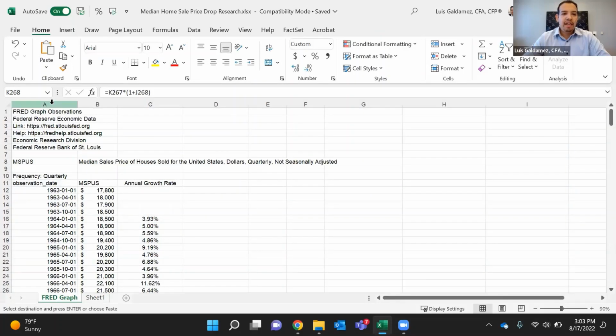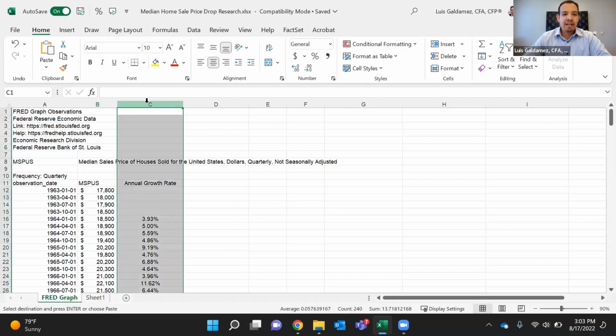Here's the raw data, and what you're seeing in column A is quarterly information going back from 1963 until 2022. And what you see here, for example, in cell A12, 1963 on 1/1, the median home price in the US was 17,800, right? Pretty affordable given where we are today. And what you see here is every quarter. So it goes one quarter, it's the 1st of April, 1963, 18,000 and on and on.